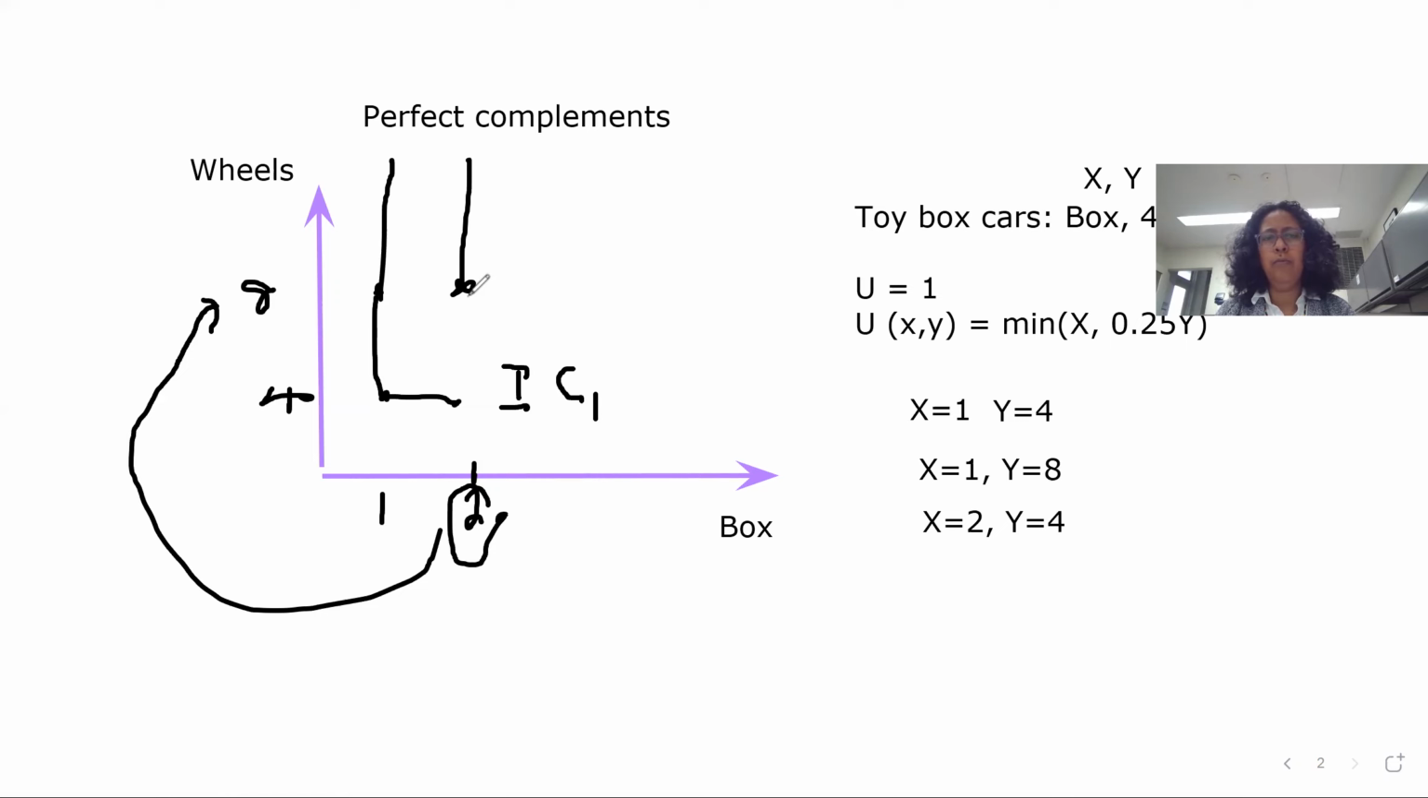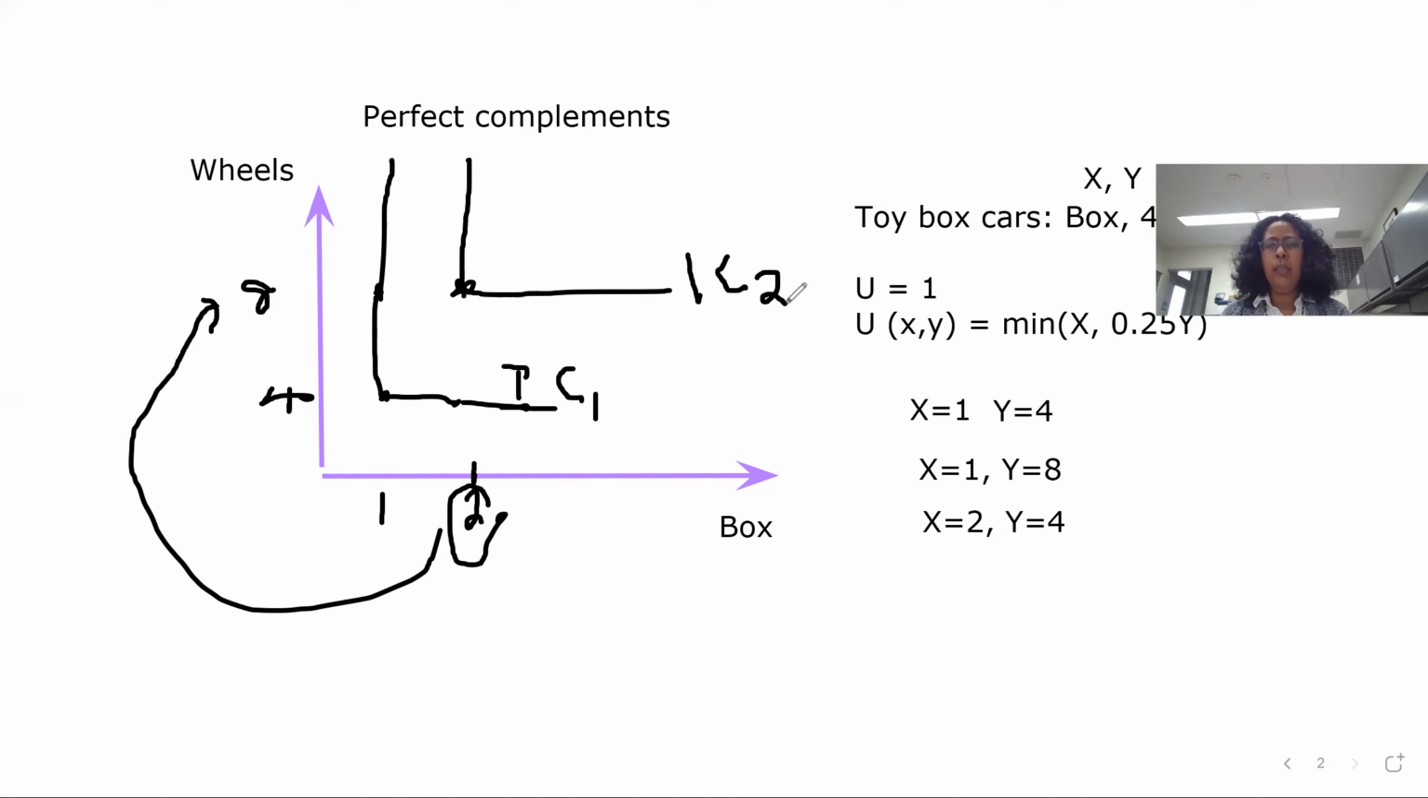And same thing for the wheels. If I have 8 wheels only, and I have more than 2 boxes, I can't make any more. So I can get on a higher curve only if I have more of both. And this is a fixed proportion model, or what we call perfect complements. Another type of good like this is left socks and right socks. These are sold in pairs. As far as I know, I don't see anybody selling individual socks, but maybe there's a market out there for unmatched socks.